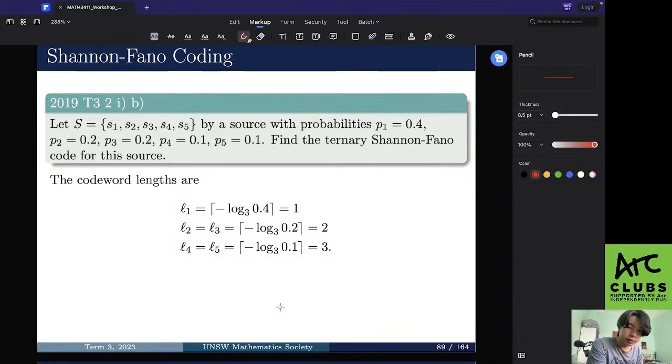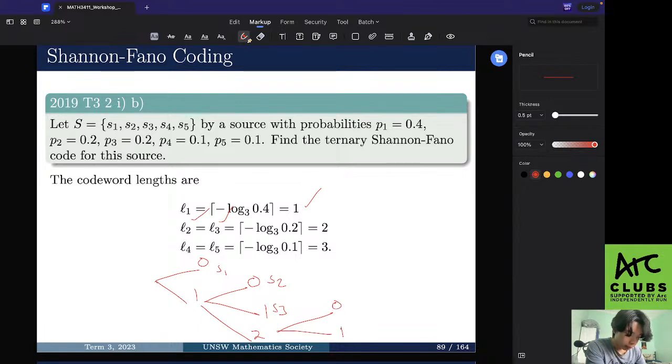Now, we can use our standard I-code decision tree to find out the actual code words. We can start off with a 0, and we've reached our code length of 1, so that's S1. Now let's try 1, and in here, we know that we want 2 code words of length 2, so by fulfilling these 2 lengths, we get S2 and S3. Then we can use 2 right here to create 2 more code words of length 3, and that gets us S4 and S5.